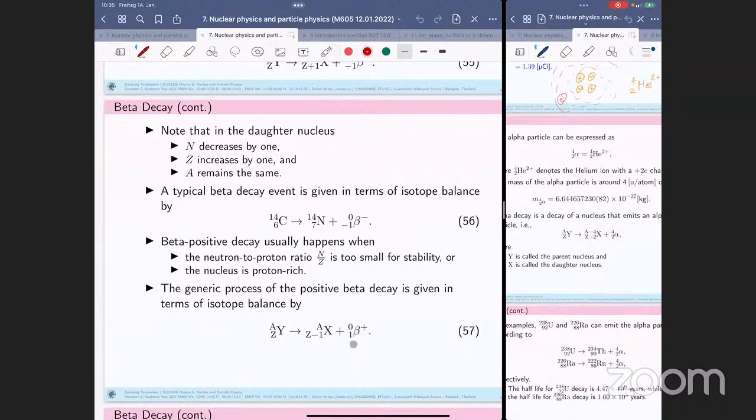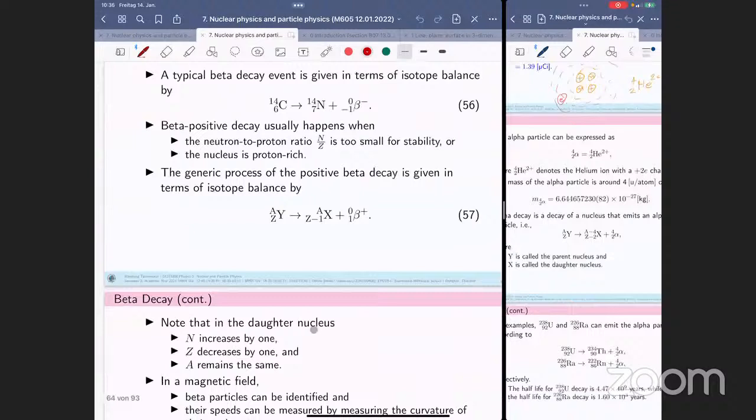You may have seen the positron in the standard model of the elementary particles in physics. That's the positron, with the same mass as the electron and exactly the same charge magnitude, but in a positive way.